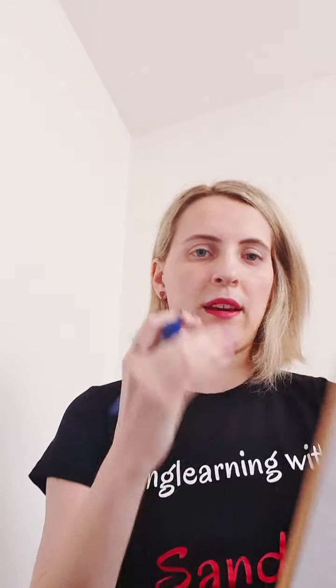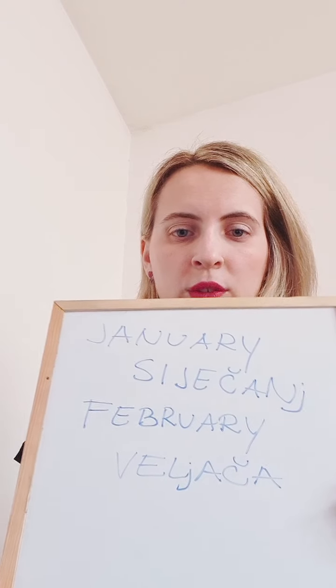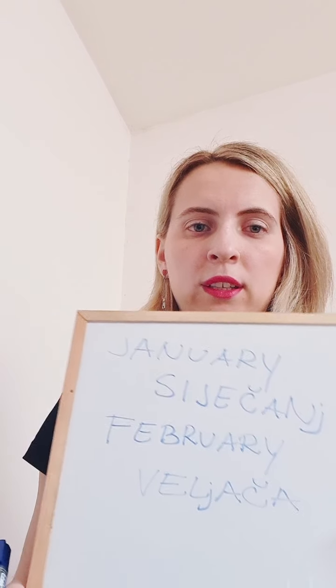Okay. Then we have February, and it is veljača. Okay, veljača. January is siječanj, February is veljača. Then we have March, and it is ožujak.